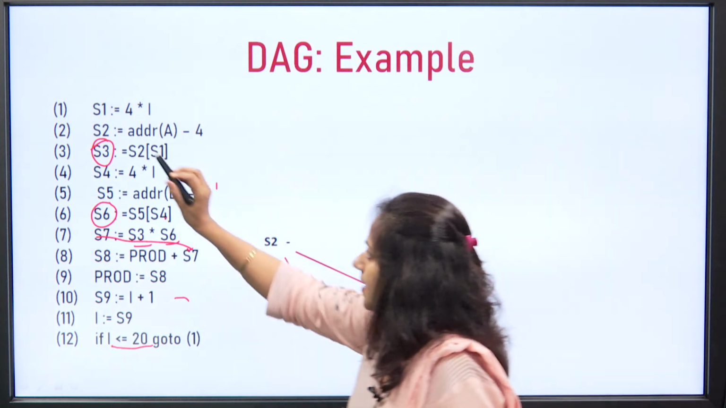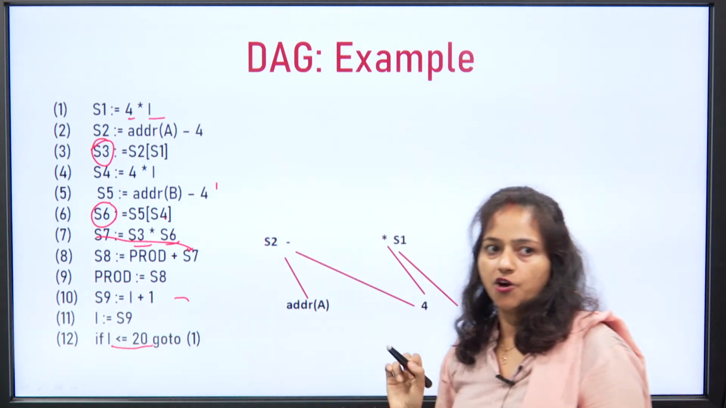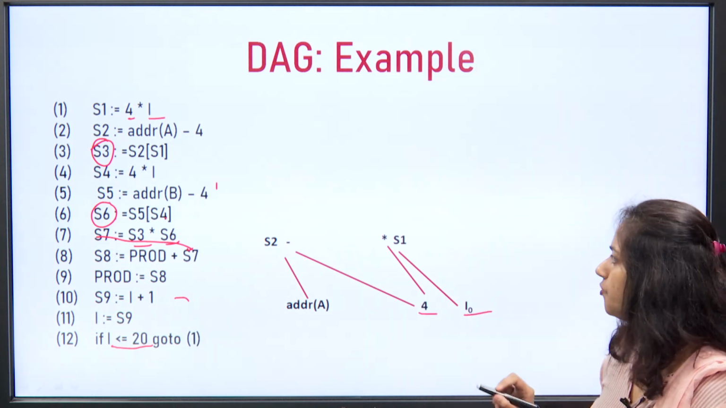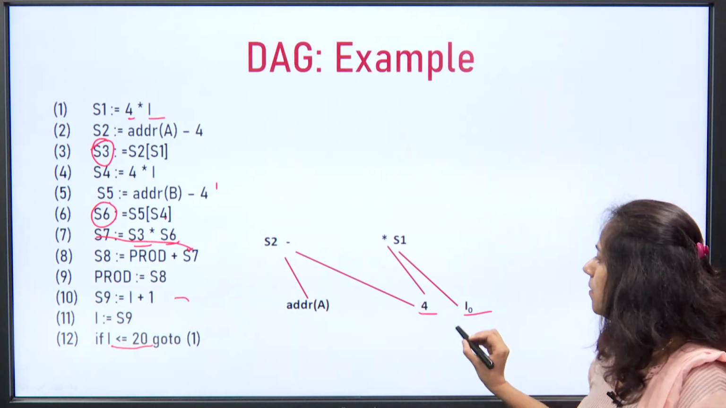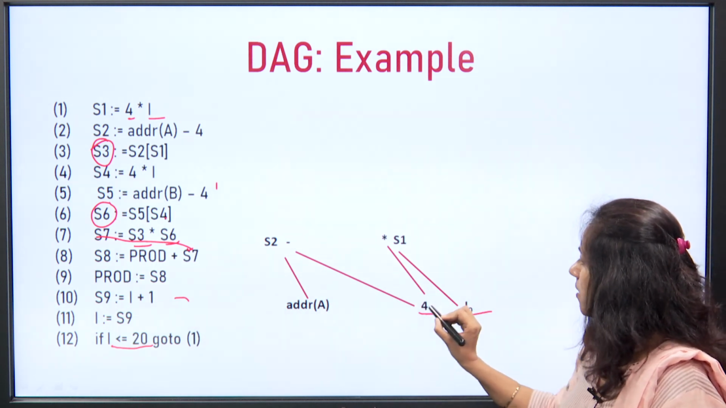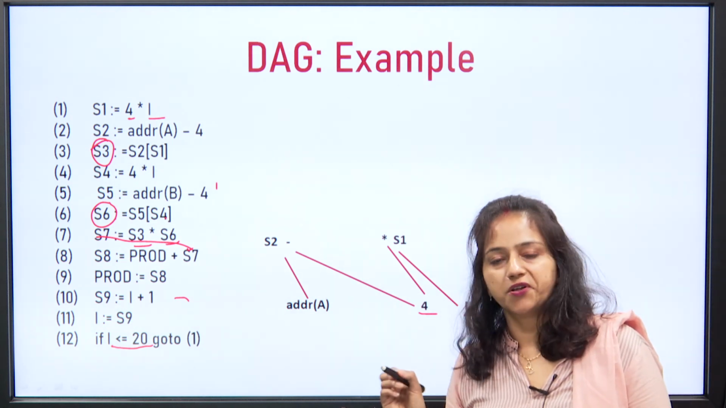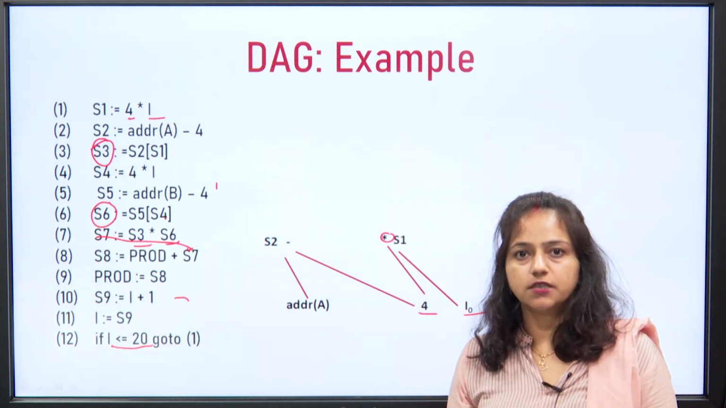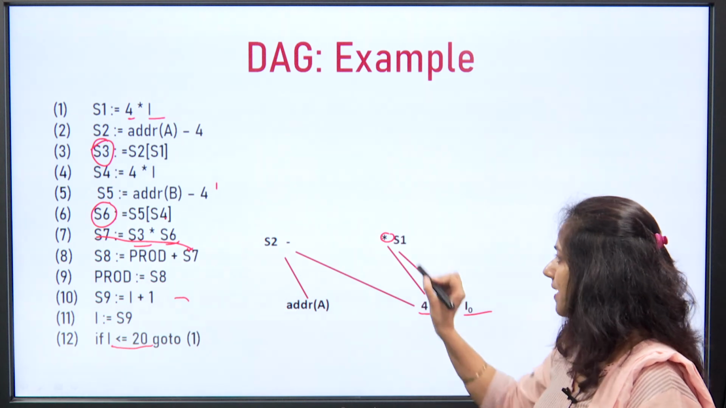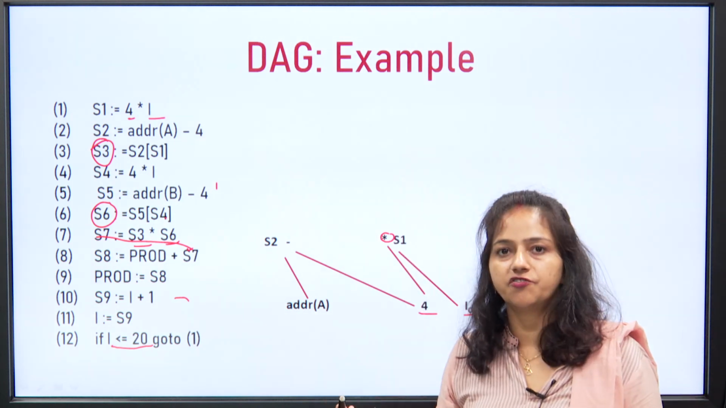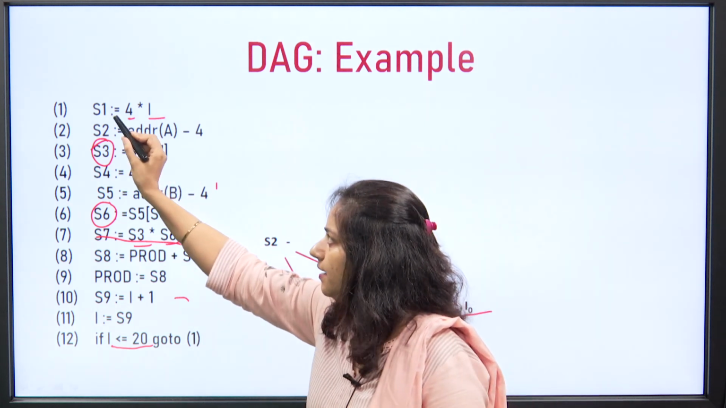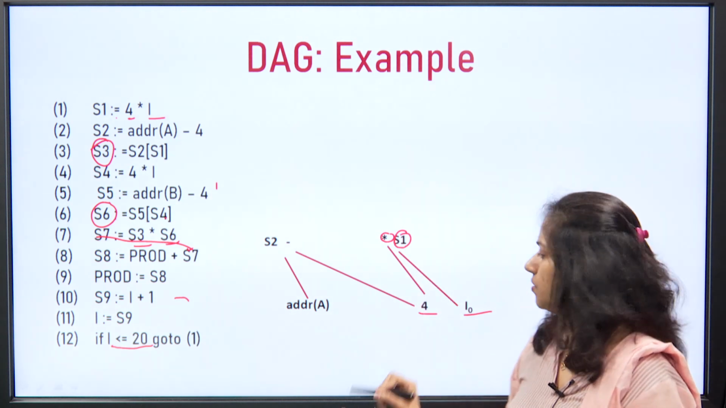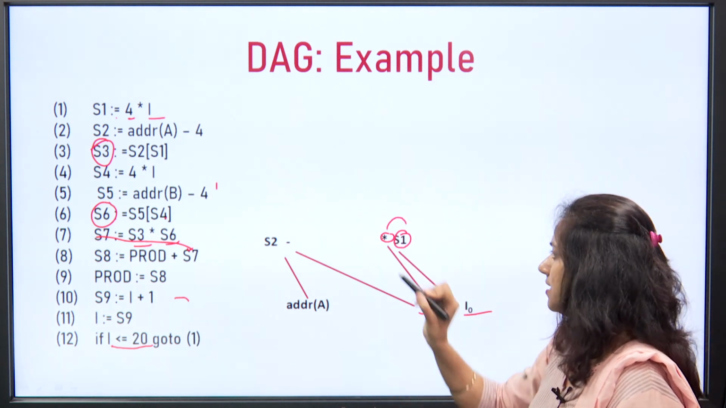So, first we will look at statement 1, where we have 4 and I. So, here we will have 4 and this is I. Now, this will be multiplied. So, at the leaf part we will have the variables or the constants, like 4 into I, and the interior node will have the operator, that is the multiplication operator, and we know that the nodes can be associated with some additional information. So, this value is stored in S1. So, here we can write S1. This multiplication result is in S1.